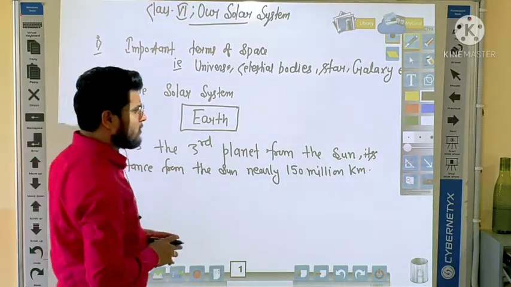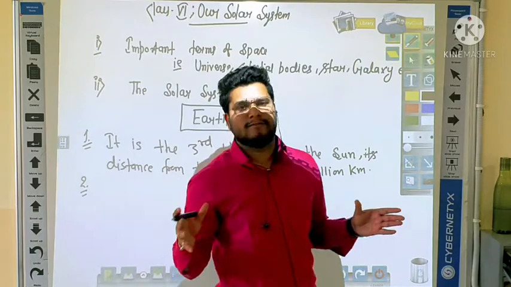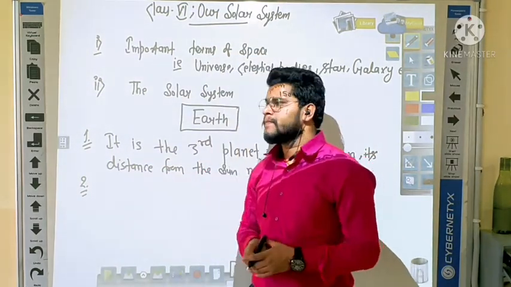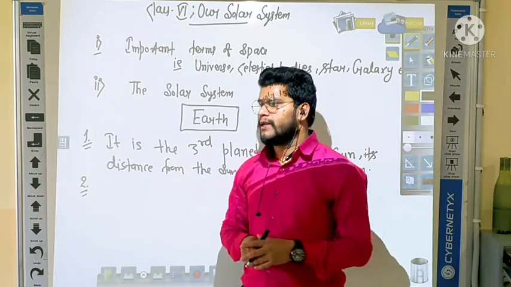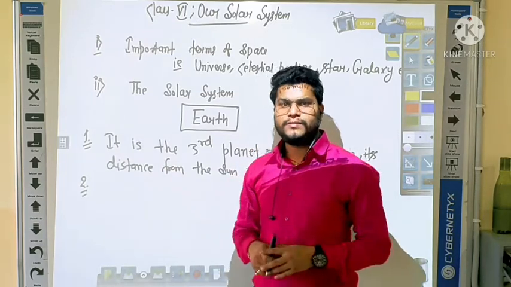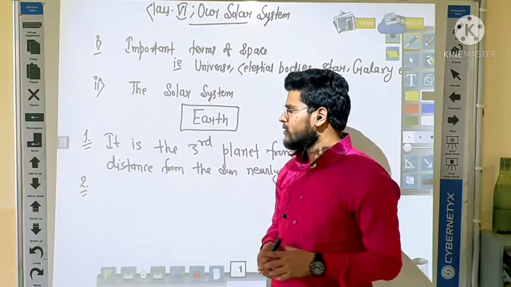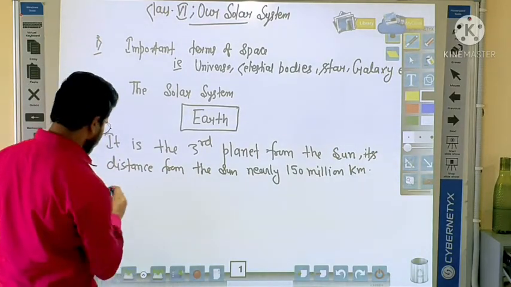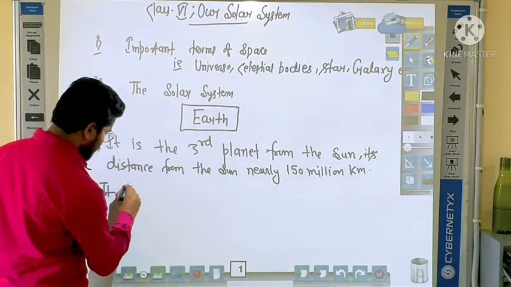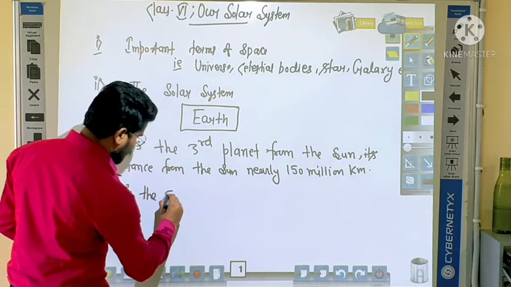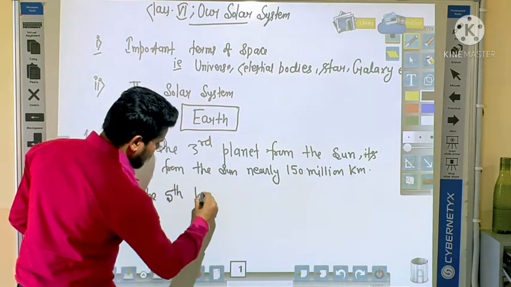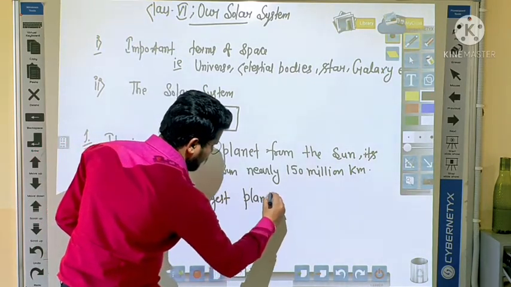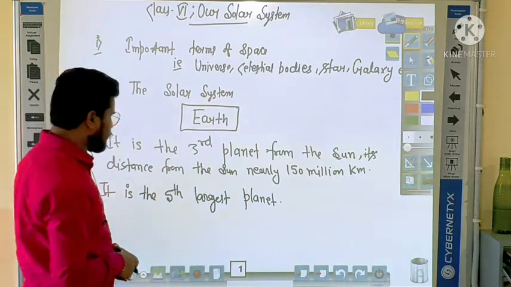Second point, it is the fifth largest planet in our solar system. We all know that first largest planet in our solar system is Jupiter, then after Saturn, and the Earth is the fifth largest planet. This is the second fact about the Earth.